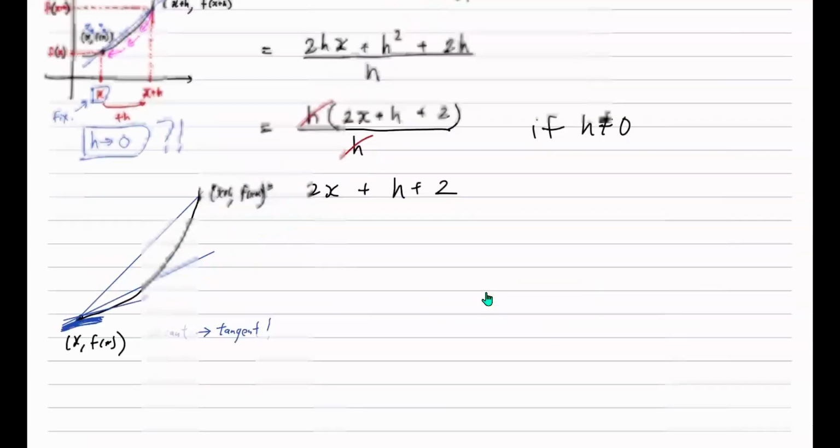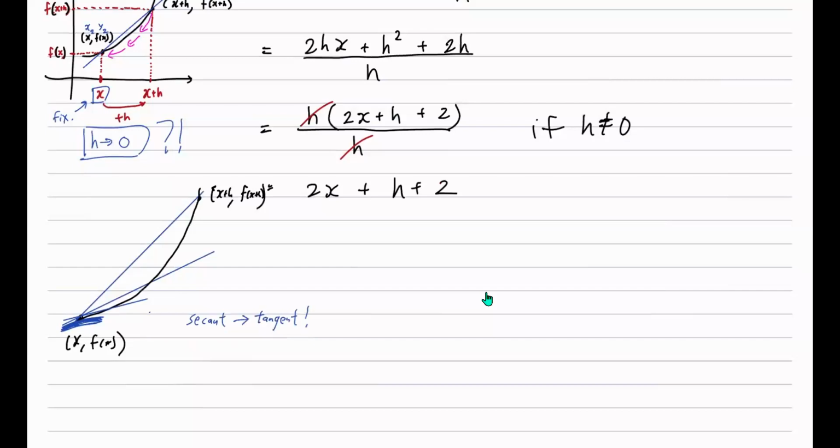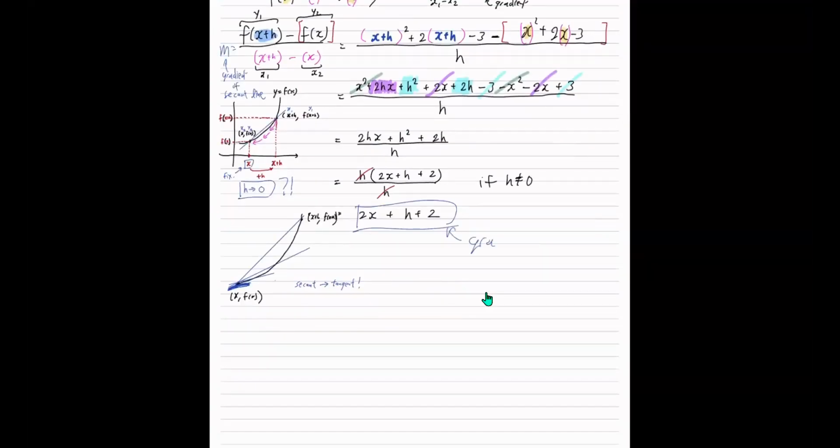So that means that what we have just found here, 2x plus h plus 2, is essentially the generic form of the gradient of a secant line, a very special secant line where it contains a fixed point and a moving point. The moving point is moving towards the fixed point. If h goes towards 0, or what we call the limit as h goes towards 0. Does that make sense?